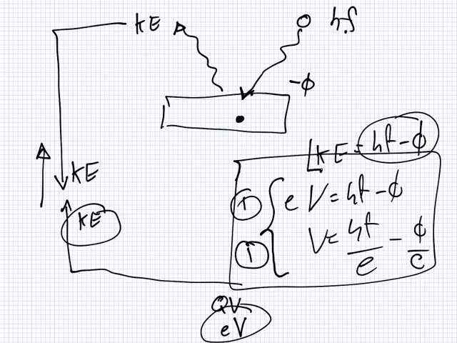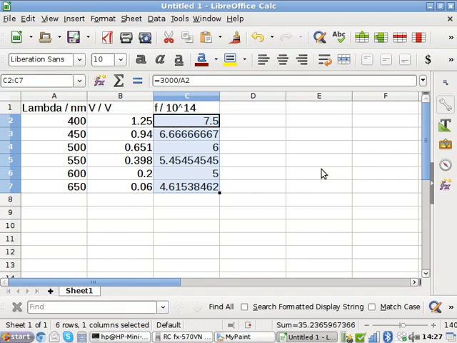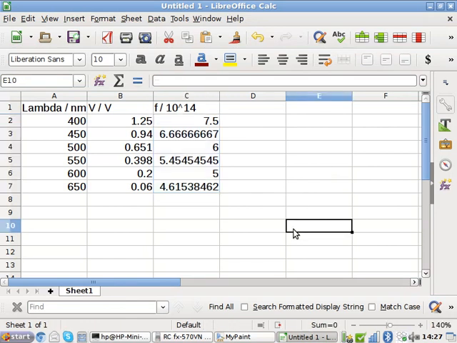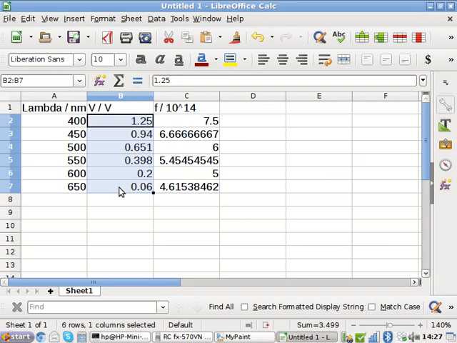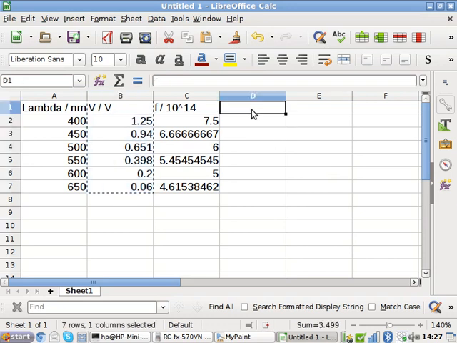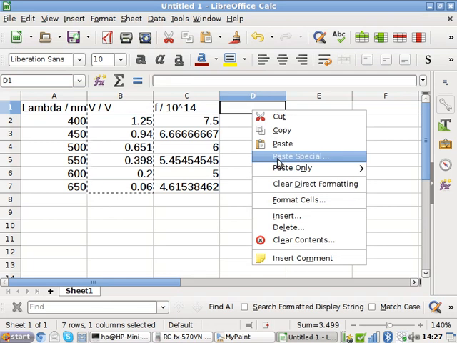Now what's in the graph? Great. So what way do they want the graph? They want V, the voltage, on the y-axis, and the frequency on x. So they want this one on the y? Yes. So what I'll do is I'll just move this to here and I'll just paste the values.